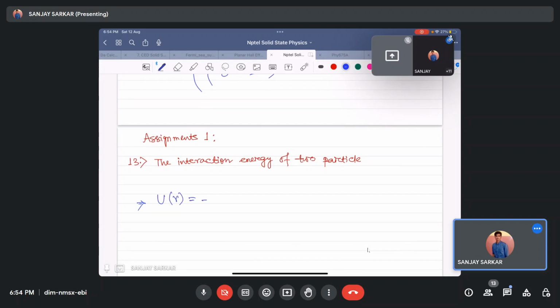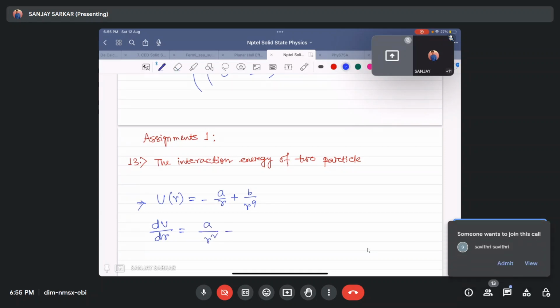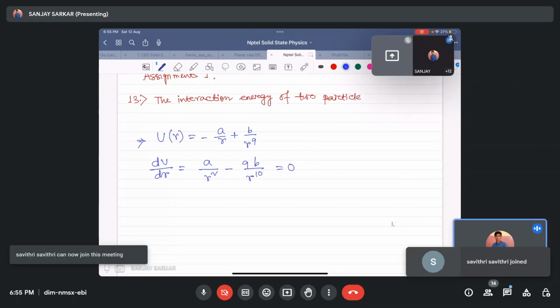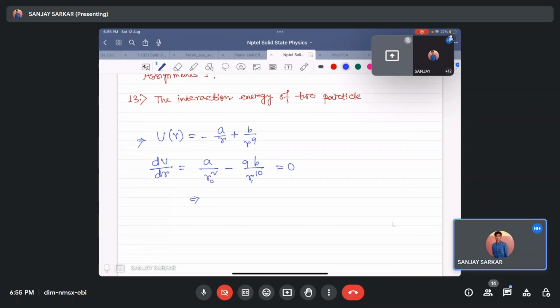given as minus a by r plus b by r to the power 9. Then find out the potential energy when particles form a stable compound. Consider the equilibrium spacing of the stable compound is r0. So first you need to find r0. For r0 you need the derivative with respect to r, and you will get a by r square minus 9b by r to the power 10. So this is clear, right? You need to equate this to 0, and r equal to r0. So a by r naught square equals 9b by r naught to the power 10, which implies that r naught to the power 10 by r naught square equals 9b by a.